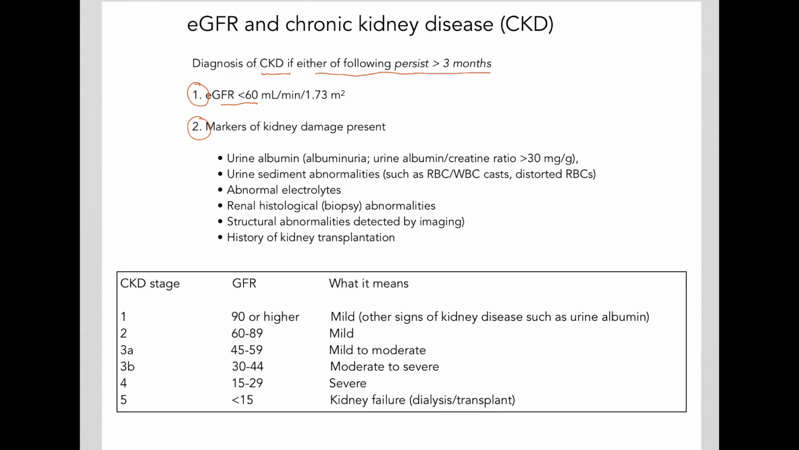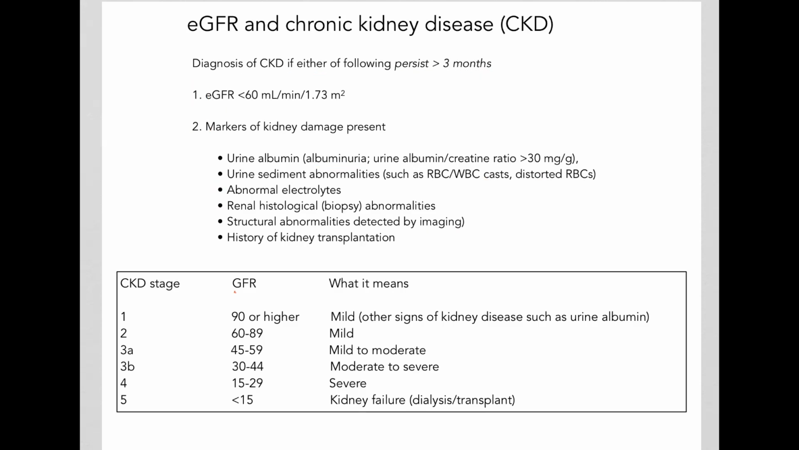And these markers include things like presence of albumin in the urine, what we call albuminuria, abnormal urine sediment, such as the presence of red blood cell or white blood cell casts, or red blood cells that are distorted in the urine, abnormal electrolyte concentrations, abnormalities in biopsies, structural abnormalities detected by imaging, as well as a history of kidney transplantation.